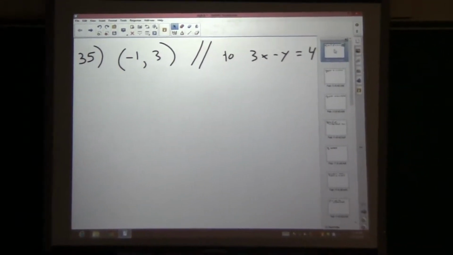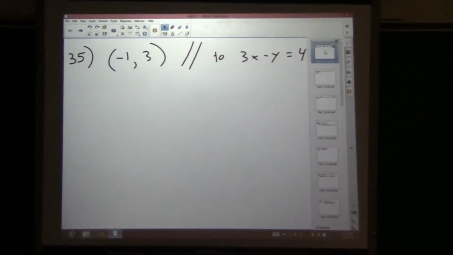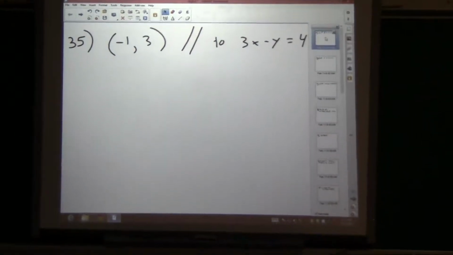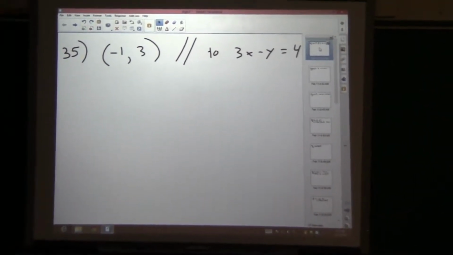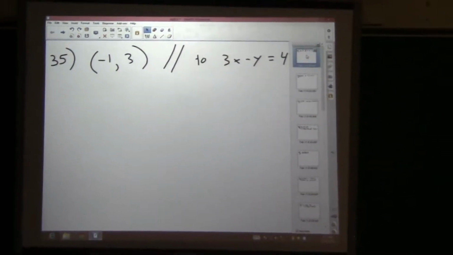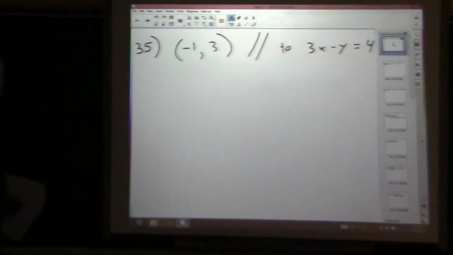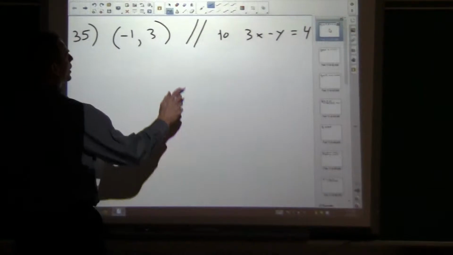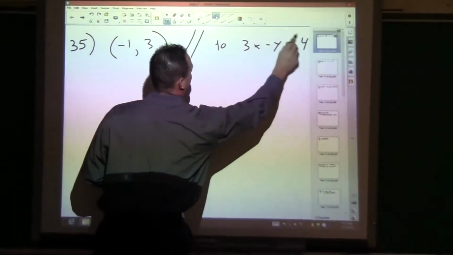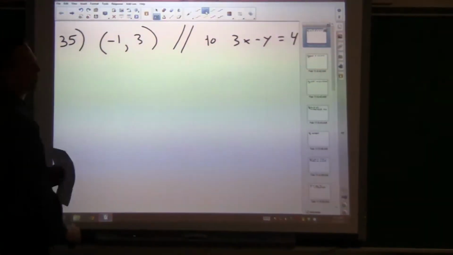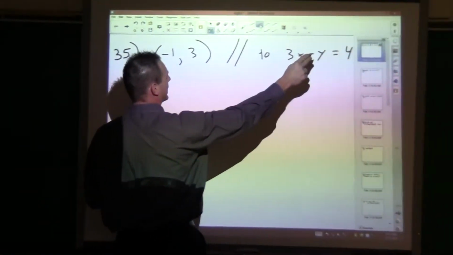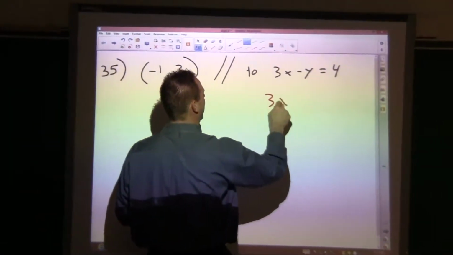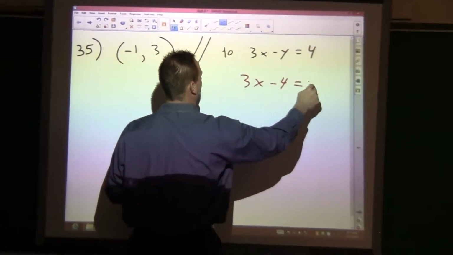Starting with number 35. Number 35 is the line that passes through the point (-1, 3) and is parallel to the line 3x - y = 4. All right? So what we're going to do is first change this to slope-intercept form. If I do that, that line becomes 3x - 4 = y.